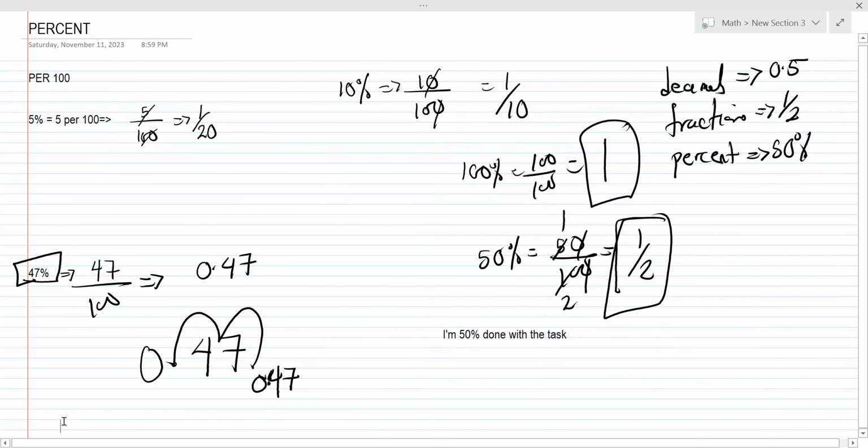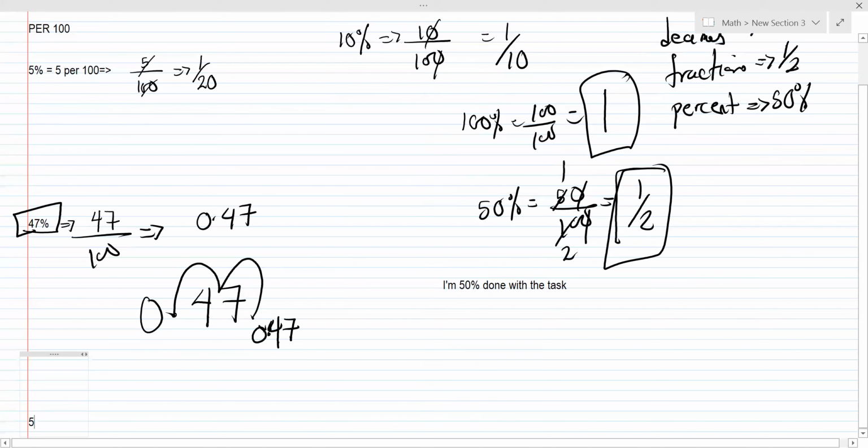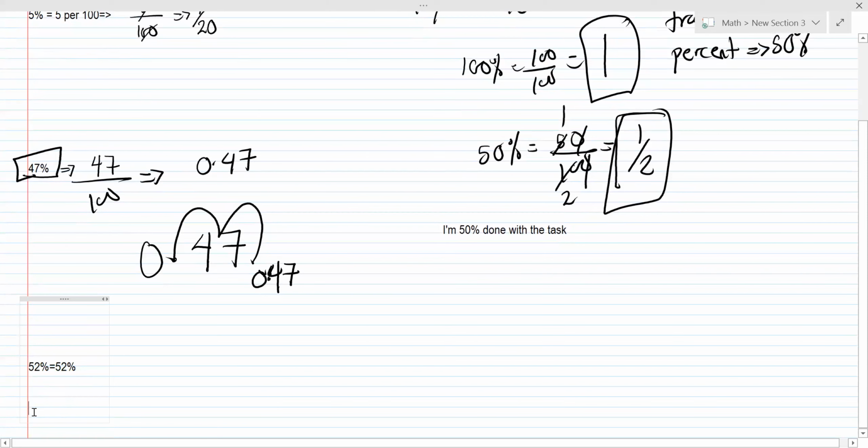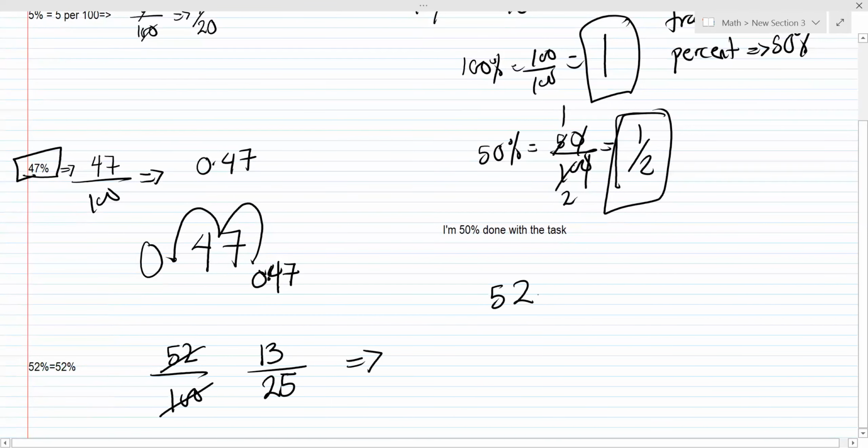Let's try a random percent. 52%. So that'll be 52 over 100. Do they have a common factor? I think 4. 4 into 52 will be 13, and 4 into 100 would be 25. Now we're going to change this to a decimal. Just 52, move it 2 places to the left. 1, 2. This becomes 0.52.